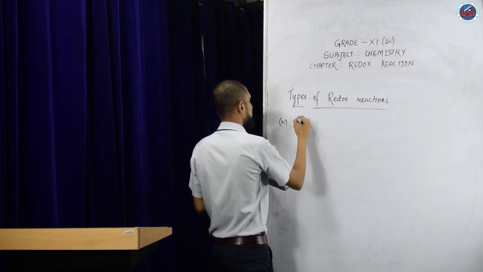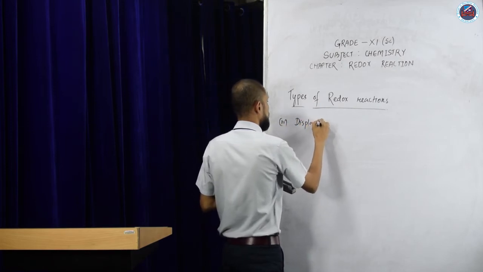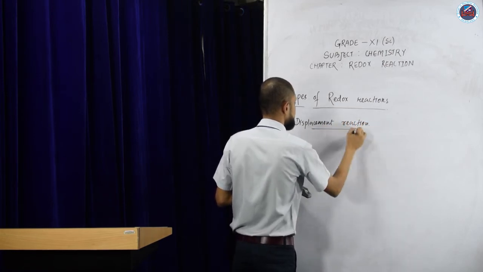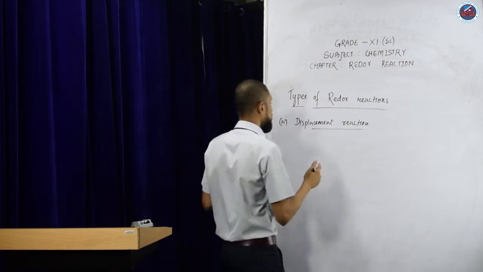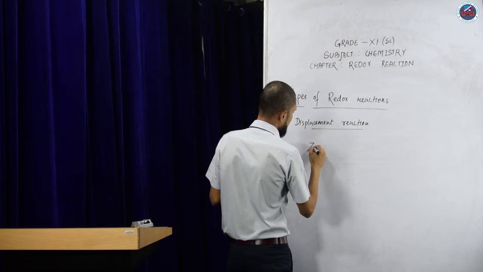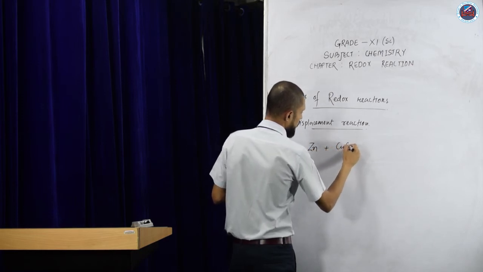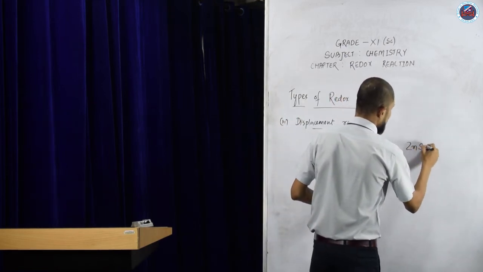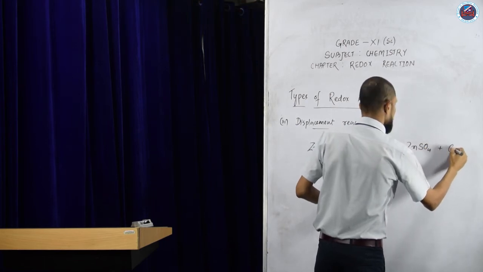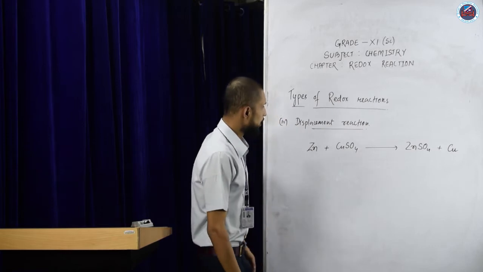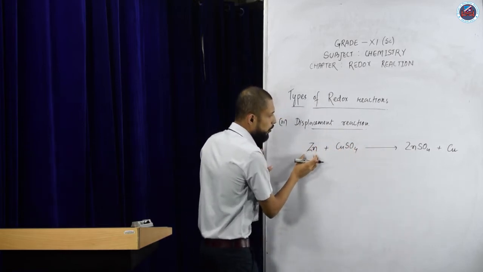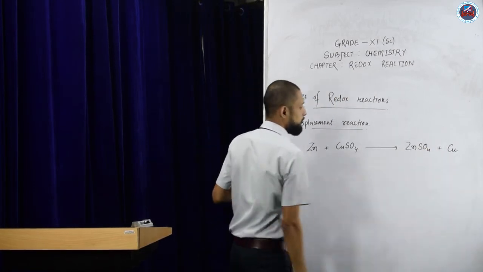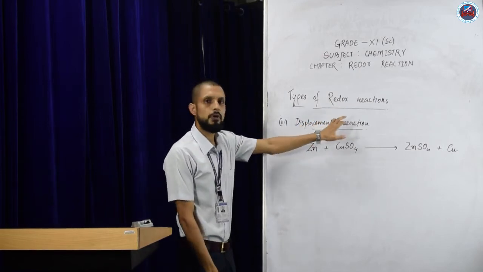is displacement reaction. So let us take an example of displacement reaction. So Zn plus CuSO4, that is copper sulfate, will give ZnSO4, that is zinc sulfate, plus Cu, that is copper. Now you can see in this reaction, zinc will displace copper from copper sulfate to form zinc sulfate and copper. So therefore, this is an example of displacement reaction.